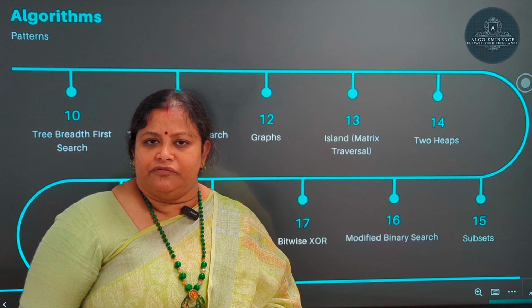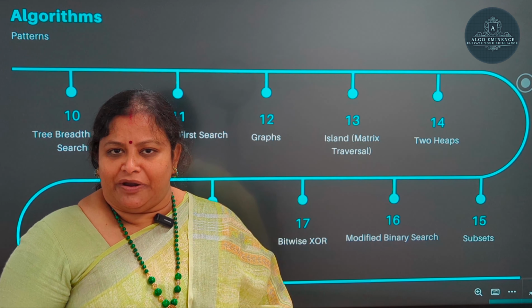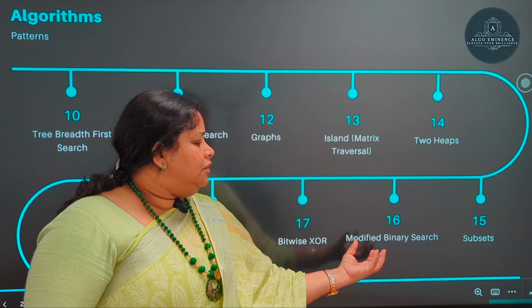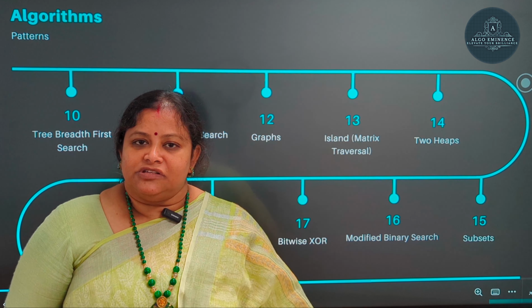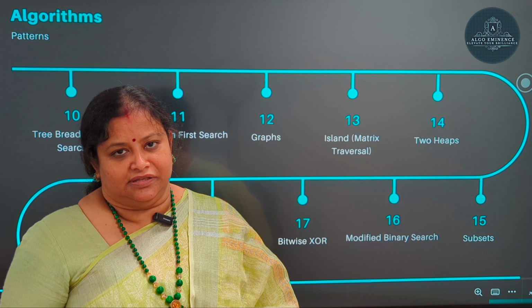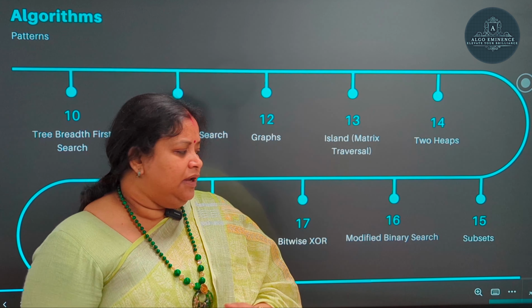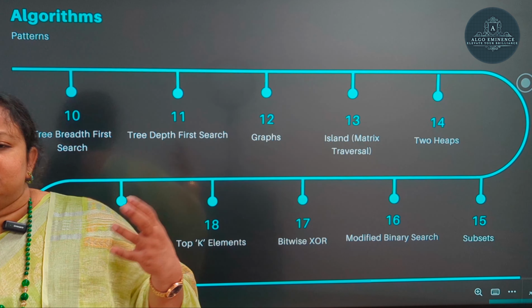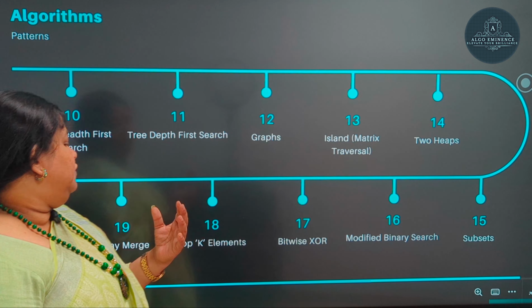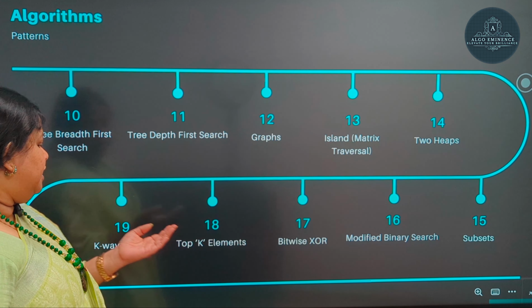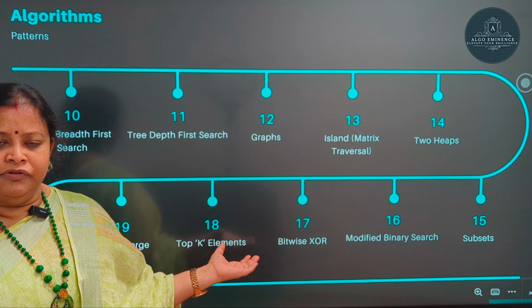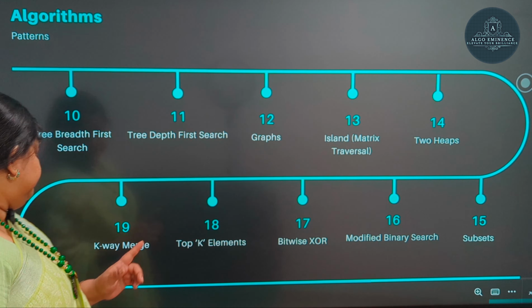Next you have modified binary search. Searching algorithms everyone knows: you have linear search and binary search. So, this is an algorithm where you will be using binary search only, but with some modifications in that, so that it will be useful to solve maximum questions. Next you go for bitwise XOR, that is nothing but bit masking. We will be seeing some top k elements and k-way merge. These are again very good topics which you will be dealing with.